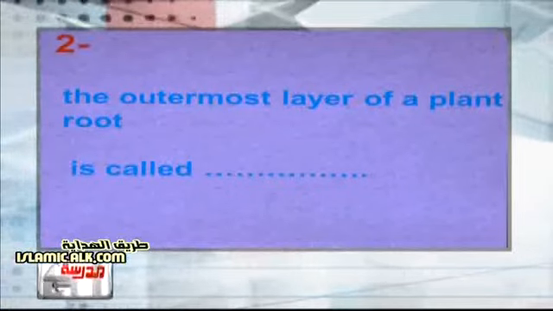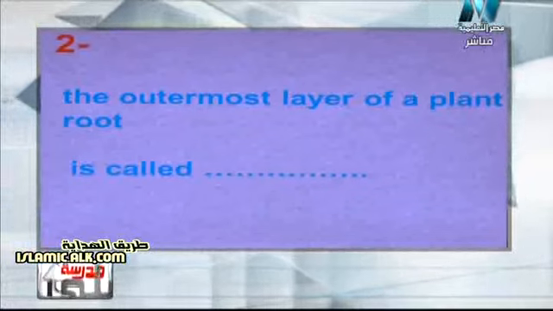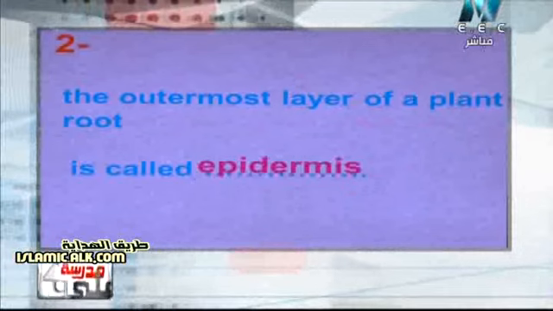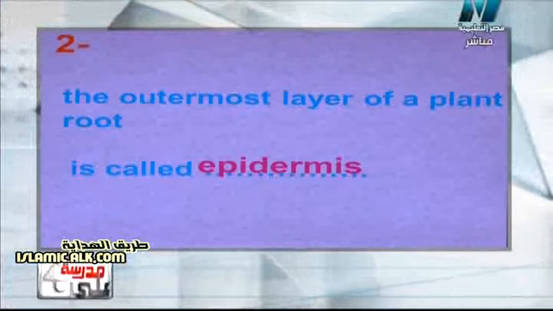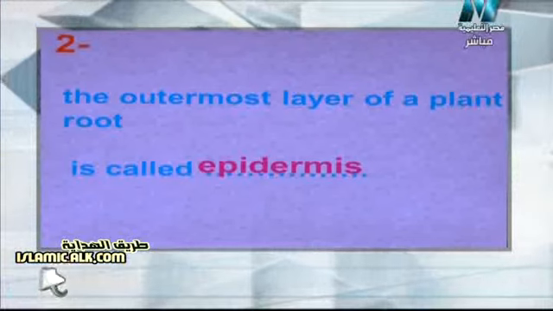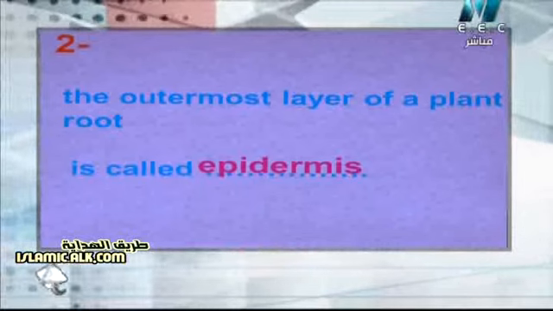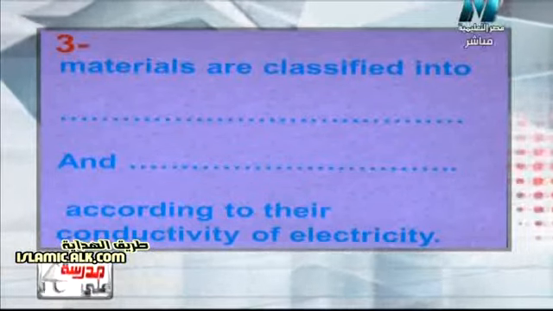Another question. The outermost layer of a plant root is called what? Surely it will be epidermis. Epidermis is the first or the outermost layer of the plant root. Another question, a complete question, and again, I advise you, please read the question carefully to answer the question correctly.